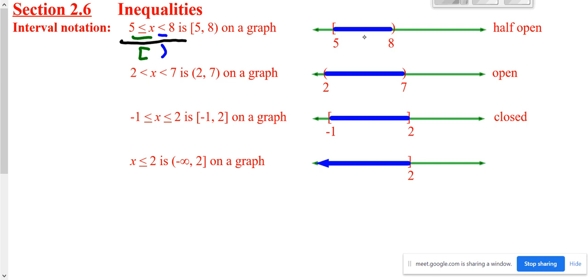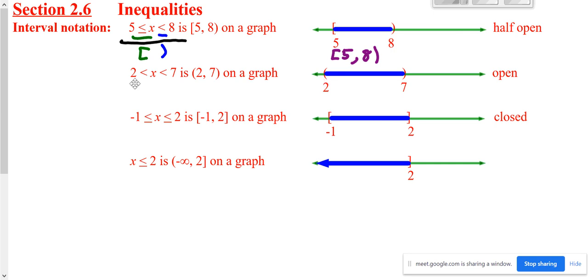And then you can write your interval notation. Now with interval notation, we have a square bracket, 5, comma, 8, and it's ending with a curve. Now interval notation is always smallest to largest. So it's always easy to get from your number line because your number line always goes from smallest to largest.